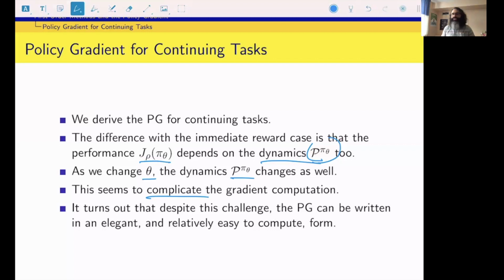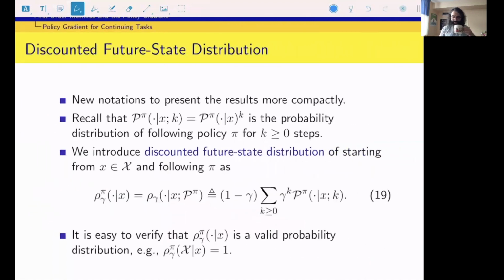So this addition of dynamics may seem to complicate the computation of gradients compared to the case of immediate reward. But it turns out that we can still write the policy gradient in a very nice, elegant form, relatively easy to compute. I mean, relatively easy, I guess it has some footnotes, because it requires computation of some quantities which are not necessarily super easy, but we do it in RL. Like, we need to compute the value function. Value function is not easy to compute, but we know how to do it. So this becomes clear as I go through a few slides.